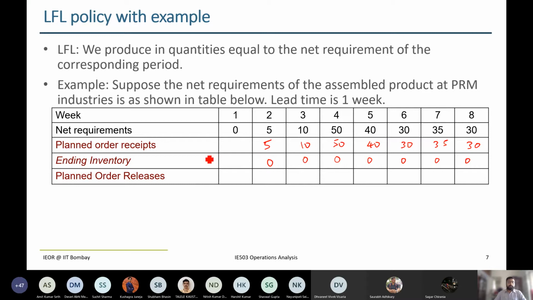And now, these 2 steps that we just did are called the lot sizing steps. This is the lot sizing step. And to compute planned order release, we do what is called time phasing.